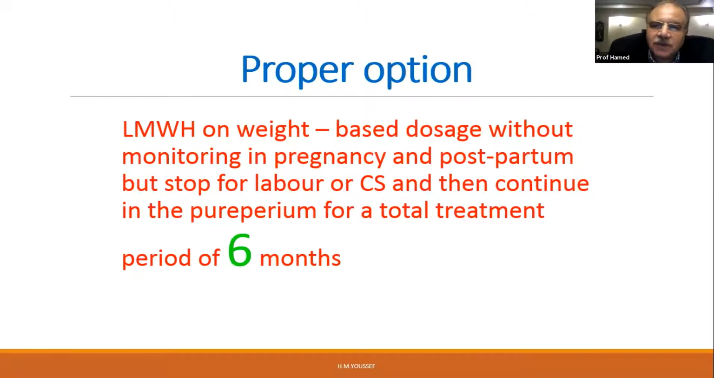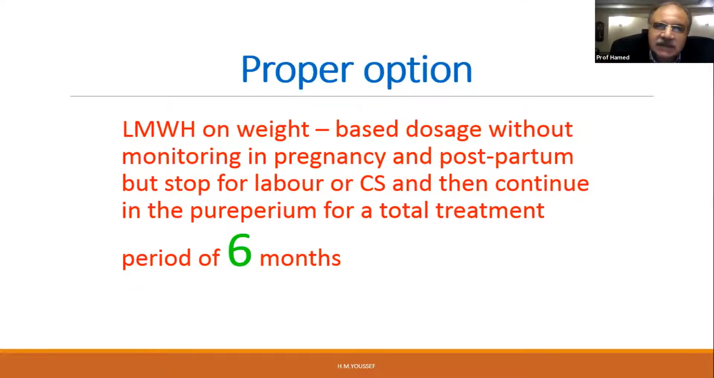And so the proper option is low molecular weight heparin on weight-based dosage without monitoring in pregnancy and postpartum, but stop for labor or cesarean and then continue in the puerperium for a total treatment period of 6 months.